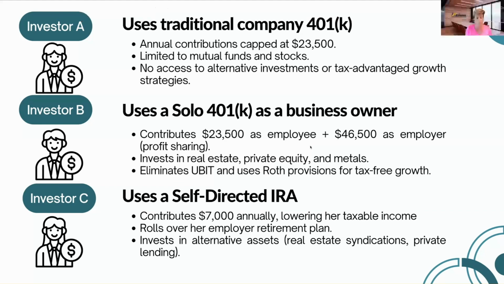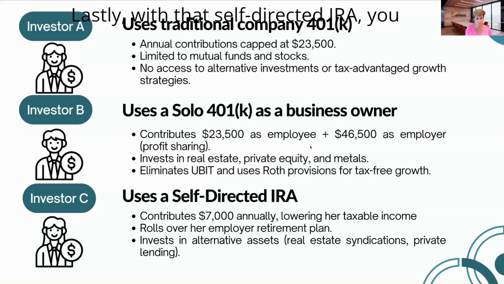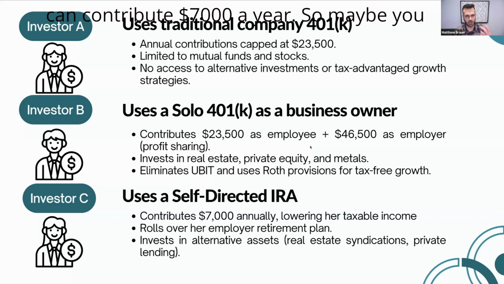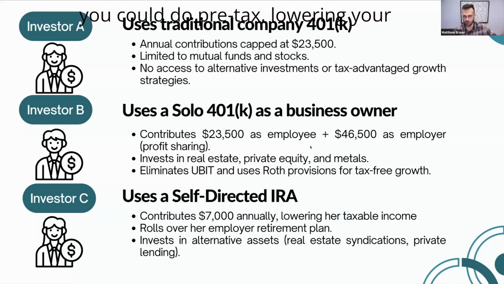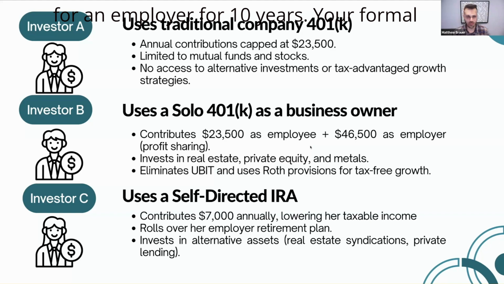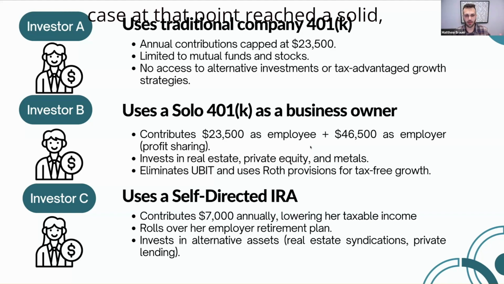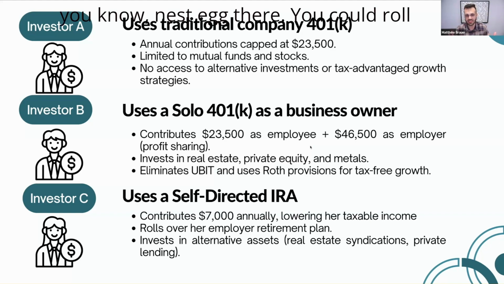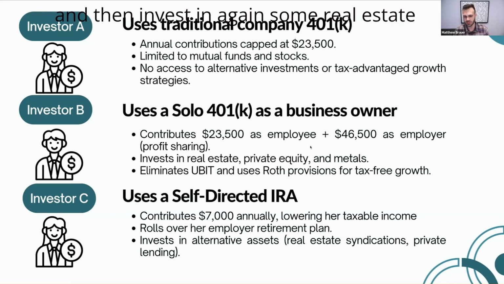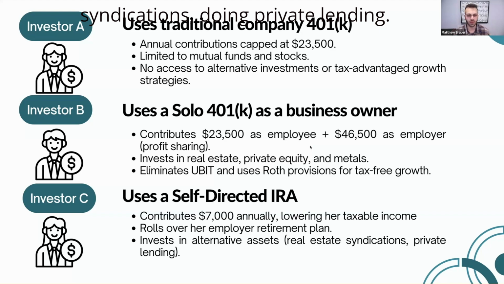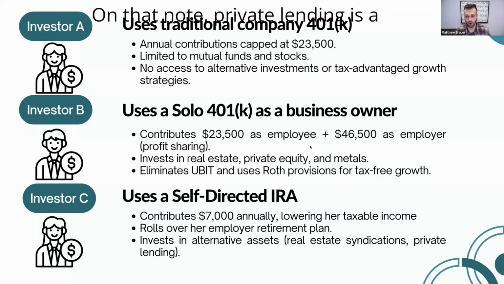And then lastly, with that self-directed IRA, you can contribute $7,000 a year. So maybe you could do that again as Roth, which wouldn't lower your taxable income, or you could do pre-tax, lowering your taxable income. Roll over your old retirement account. You worked for an employer for 10 years, your 401k at that point reached a solid nest egg there. You can roll that over to have some cash to work with, and then invest in again some real estate syndications, doing private lending. On that note, private lending is a wonderful thing to do inside of a self-directed vehicle.